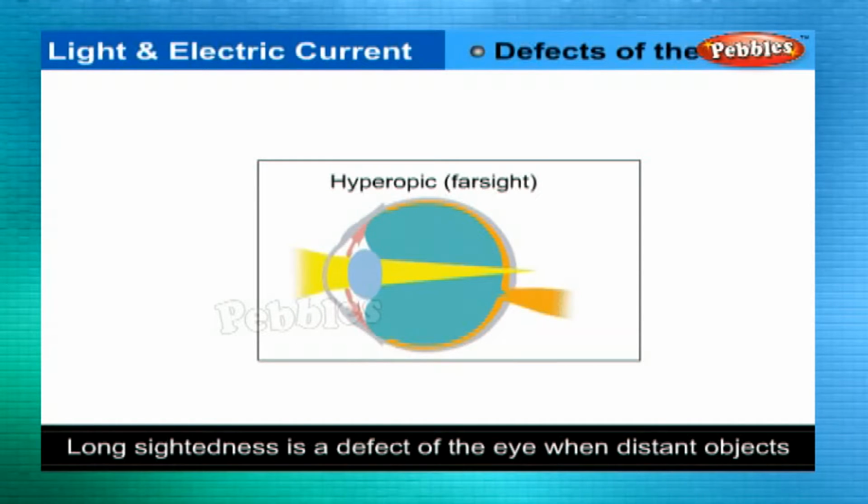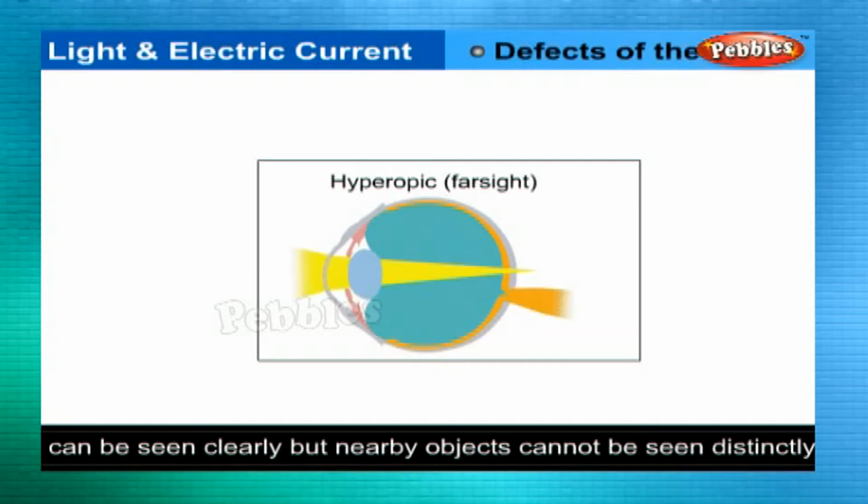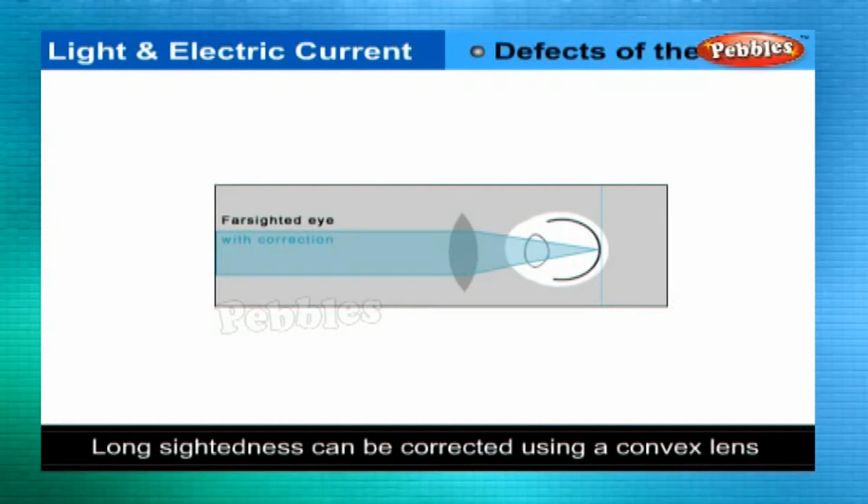Long-sightedness or hypermetropia. In the case of the long-sighted person, distant objects can be seen by the eye, but nearby objects cannot be seen distinctly. Long-sightedness can be corrected using a convex lens to converge the light before it falls on the eyes so that the image falls on the retina. The lens has positive power.